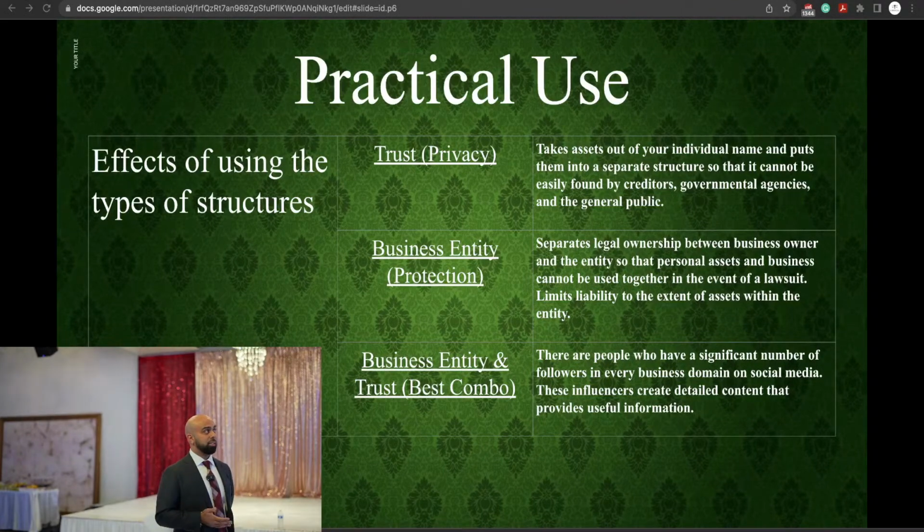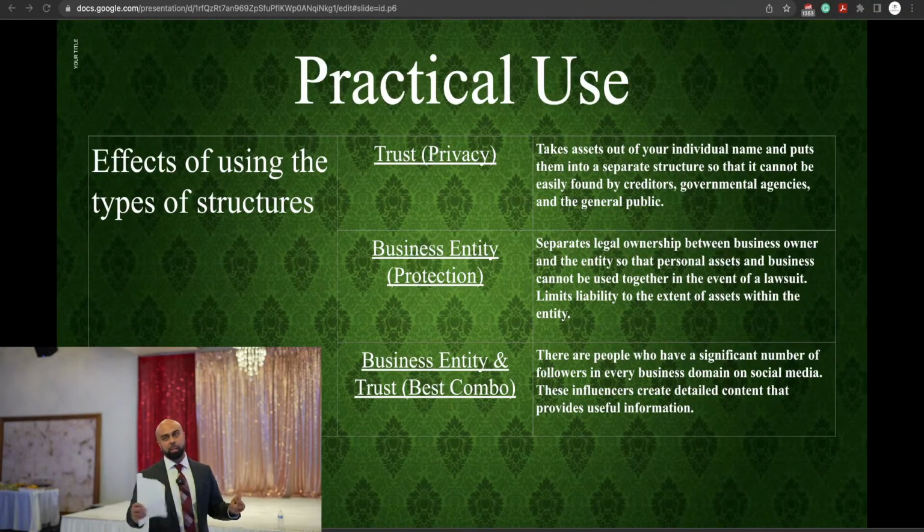The trust gives you privacy. A trust takes assets out of your individual name and puts them into a separate structure so that they cannot be easily found by creditors, government agencies, or the general public. A business entity separates legal ownership between business owners and the entity so that personal assets and business assets cannot be used together in the event of a lawsuit. It limits liability to the extent of the assets within the entity. Okay? I know that's very wordy, but what that means is you have something in this house and you have something in this house. If you get broken into in this house, there's nothing wrong with this house. So just keep that in mind. And then the best solution is a combination of both, if you want to protect your privacy and you want to protect your business.